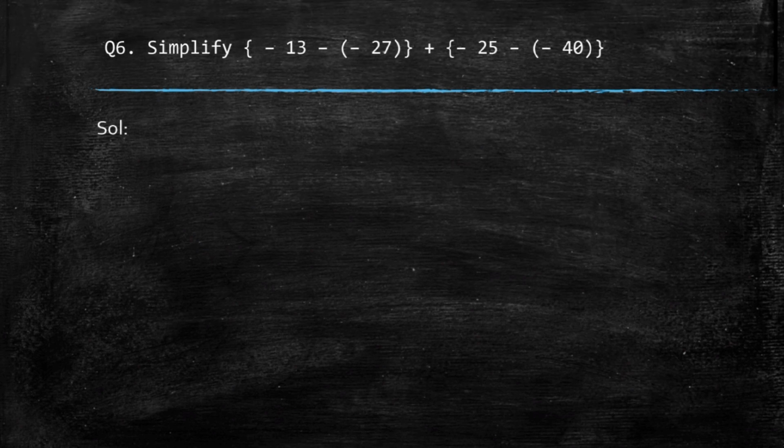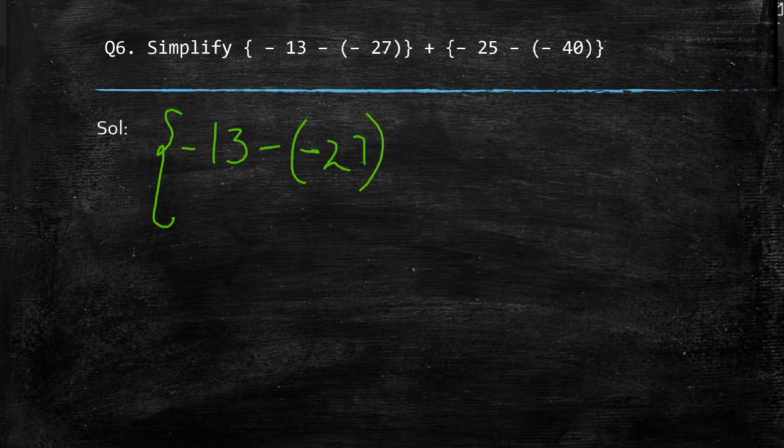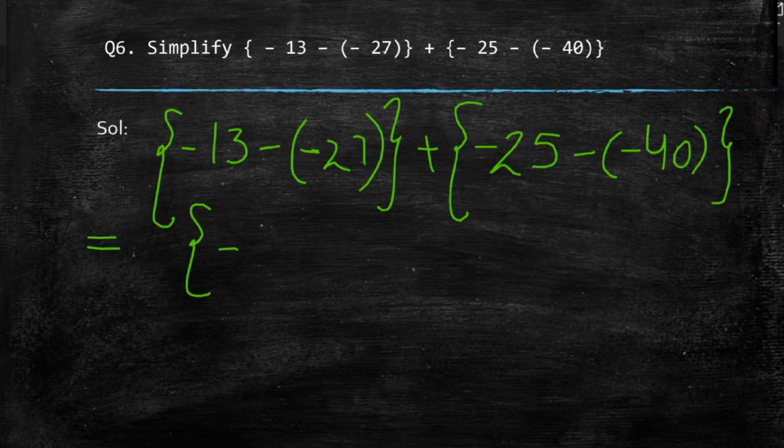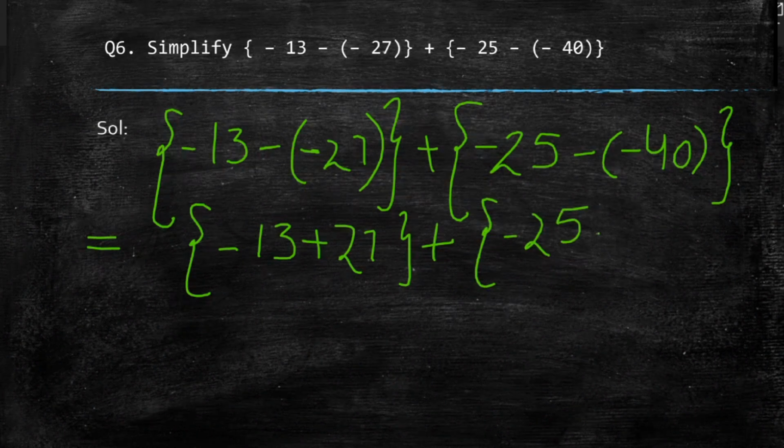Question number 6 is your last question, where you are going to simplify. It's given minus 13, minus of minus 27, plus minus 25, minus of minus 40. See, I'm going to open up the bracket first. Minus minus plus 27, you are going to write it down. Minus 25, minus minus plus 40, you're going to write it down.